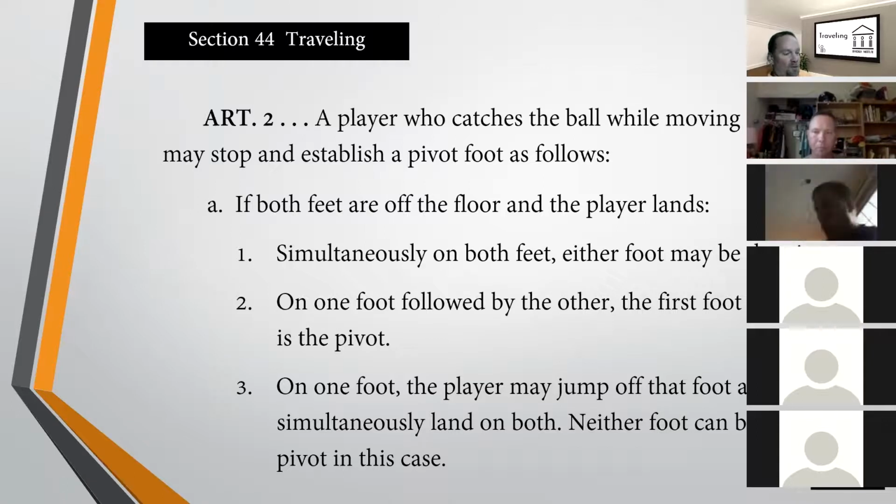All right, if one foot is followed by the other, again, it's the same as if you're standing on the floor. When the first foot comes down, the first foot is the pivot. So the second foot is the one that they can move randomly. And then if they catch it and they land on one foot, they may jump off that foot. They're only landing on that one foot. They can jump off of it and then simultaneously land on both. And if they land on both, then neither foot can be the pivot because both feet have now become one non-pivot foot.